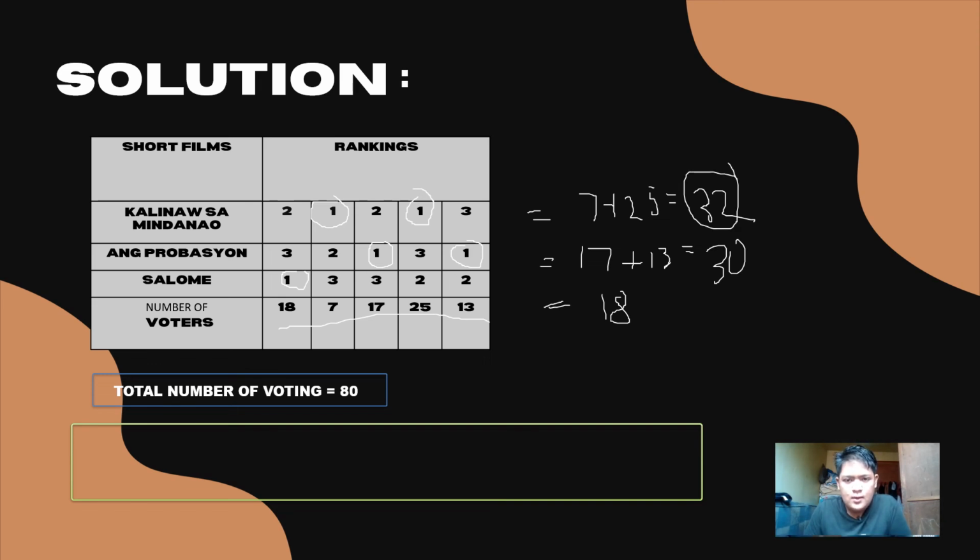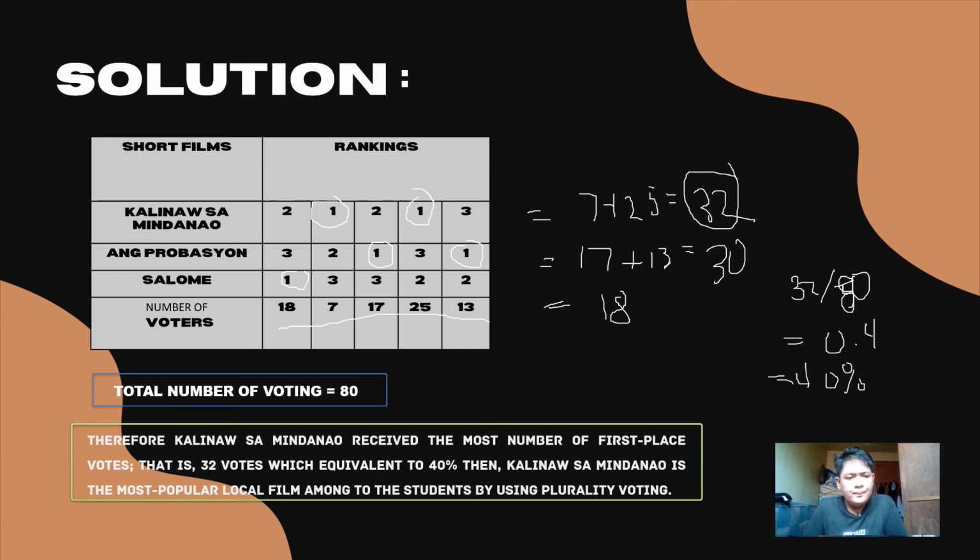Then we need to get the percentage. 32 divided by 80 is 0.4, or equivalent to 40%. So therefore, Kalinaw sa Mindanao received the most number of first place votes, that is 32 votes, which is equivalent to 40%. Kalinaw sa Mindanao is the most popular local film among the students by using the plurality method of voting.